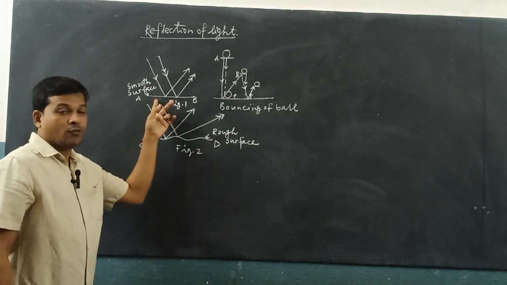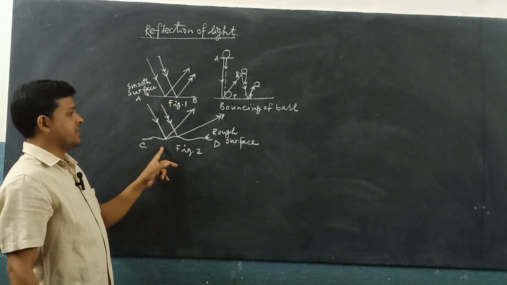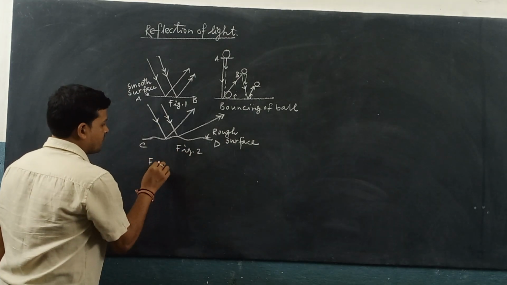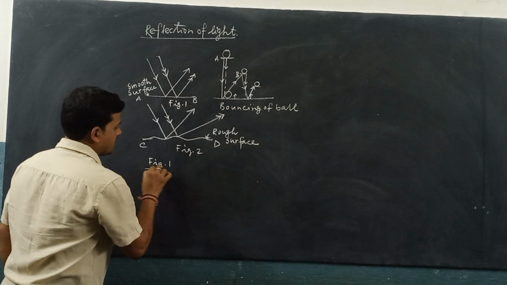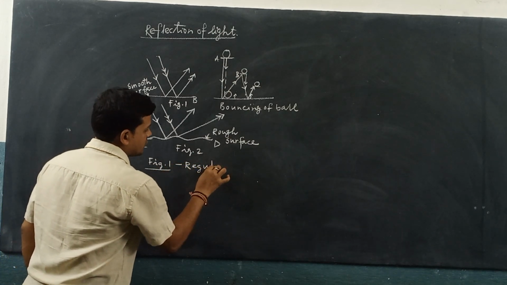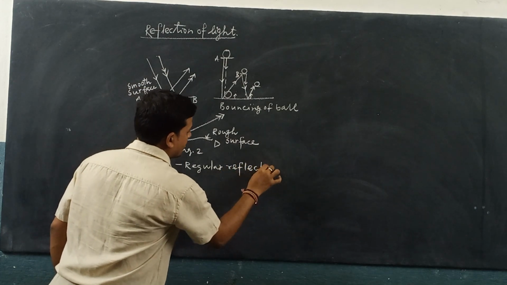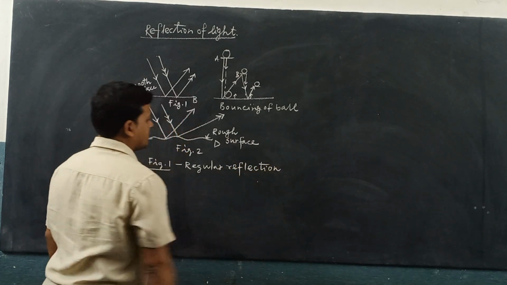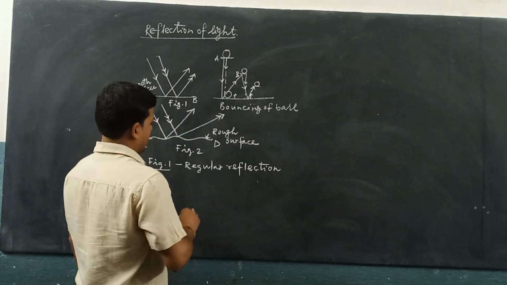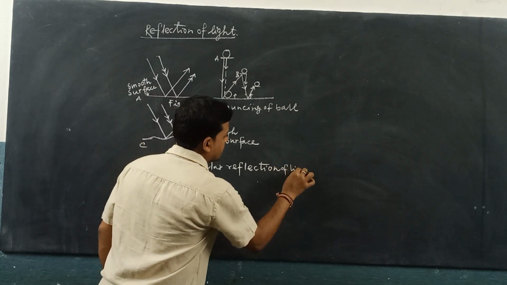This is the regular reflection of light, and this is the irregular reflection of light. Figure 1 is the regular reflection of light, since the reflected light rays and the incident light rays are in the same pattern.